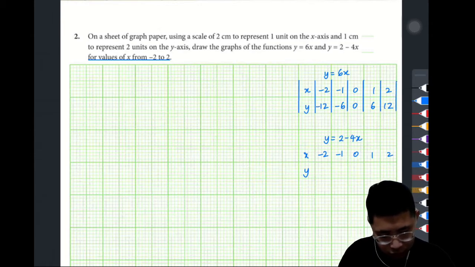Okay, values for our first set. I'm just going to look and quickly do this for the second set also.